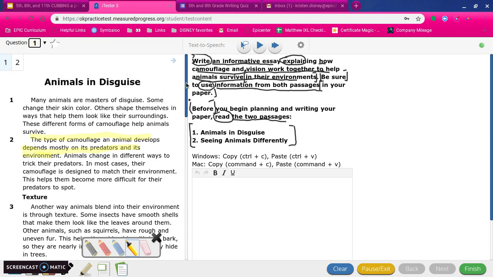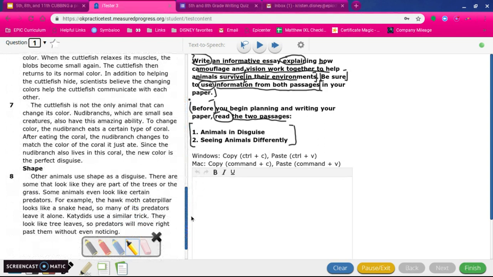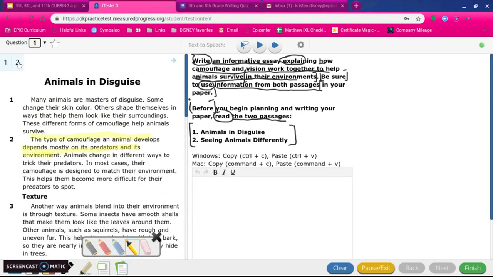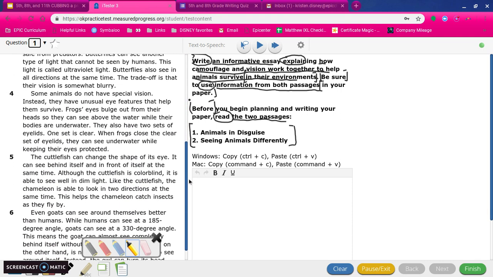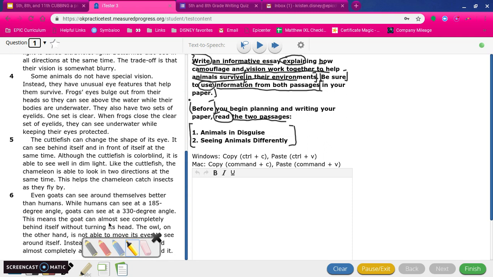This is the first passage, Animals in Disguise. You use this middle scroll bar here to scroll down. And then to see the other passage, click the 2, and you can scroll down and highlight as you read this passage as well. Sometimes my highlighter thing goes away. I know it works really well in the actual test. Anyways, as you're reading, make sure that you're highlighting or underlining this information as you go. You can even use the pens here to highlight your information. It's not working super great now, but I promise it will work in the test.